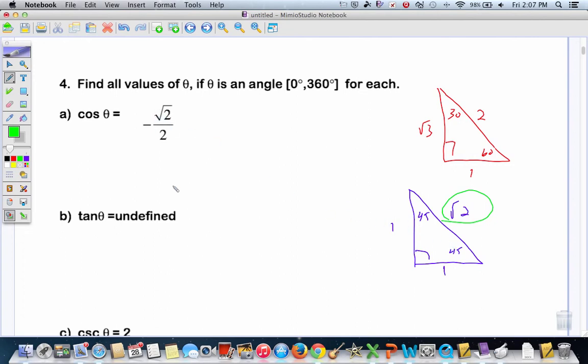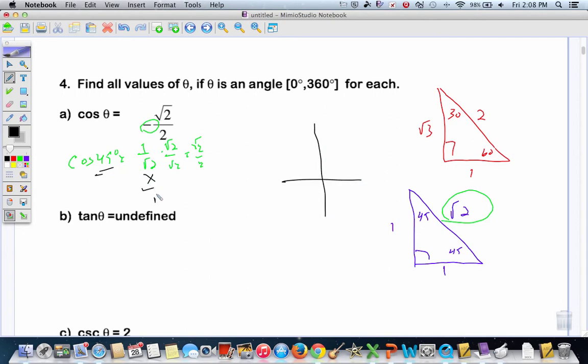So that's the only way I'm going to get a square root of 2 as part of my fraction for cosine. Cosine being square root of 2 over 2, if I did a cosine of 45, I'd get 1 over square root of 2, which when I rationalize the denominator would get me square root of 2 over 2. So I have that value, but I want a negative value. So let's go a step further.